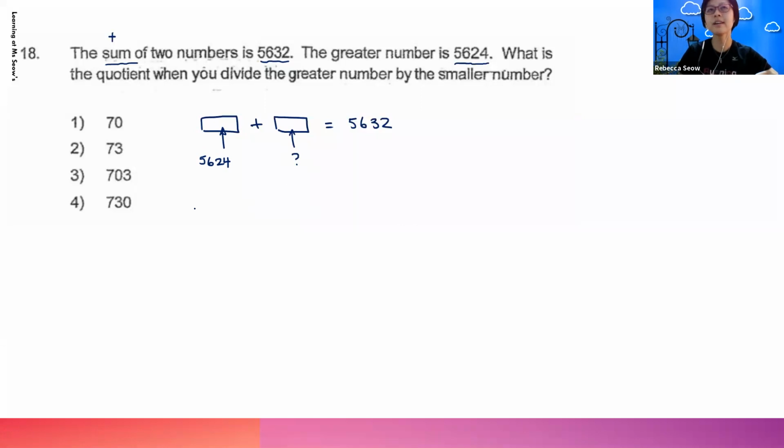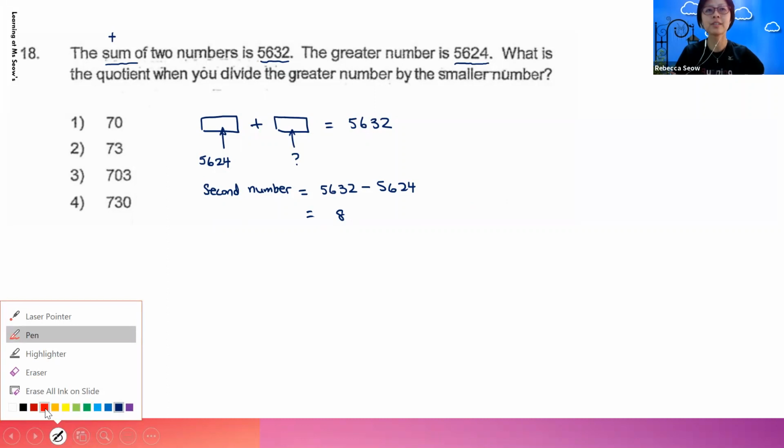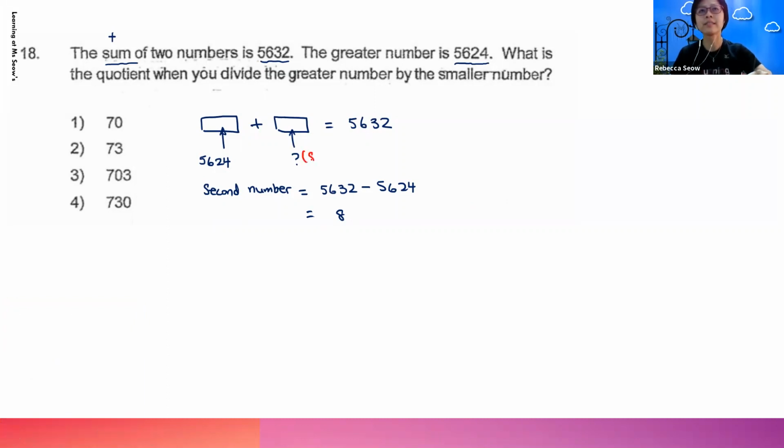Now from here, how do we find the second number? Anyone would like to share how we can find the second number? Yeah, we have the addition of two numbers to give 5,632. So if we have one, to find the other, we have to take 5,632 minus 5,624. And if you were to work it out, you will get 8. So 8 is actually the second number. Hopefully you've got it as well. So I'm going to write down 8 over here.